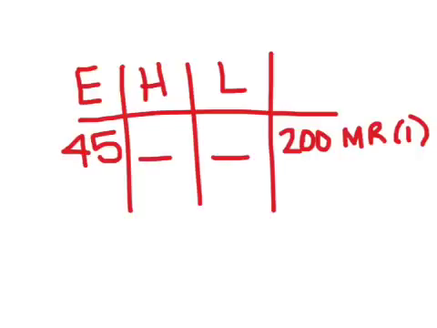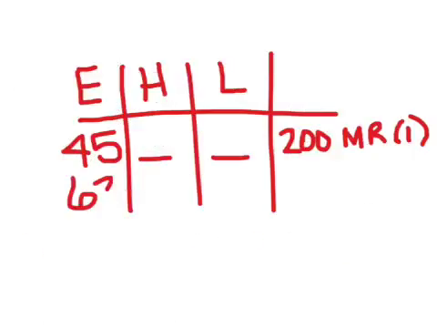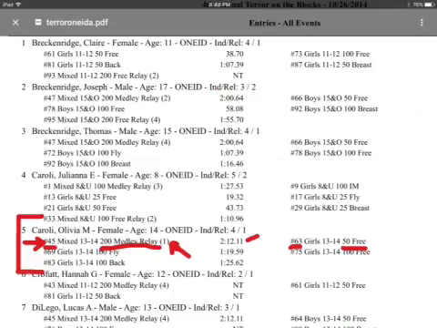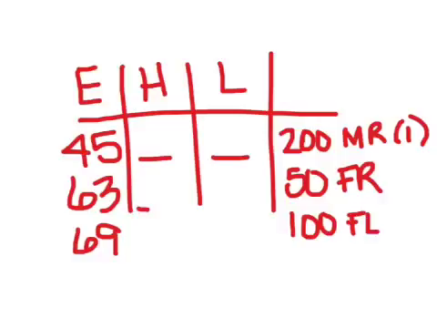So what Olivia would do would be to leave those blank, and then she'd go back and find her next event, which is event 63, which is the 50 free. And Olivia would just put that underneath and write 50 free. She would continue to do that until she had all of her events, and the next one would be 69, 100 fly. And she would do that until all of her events were on her hand.